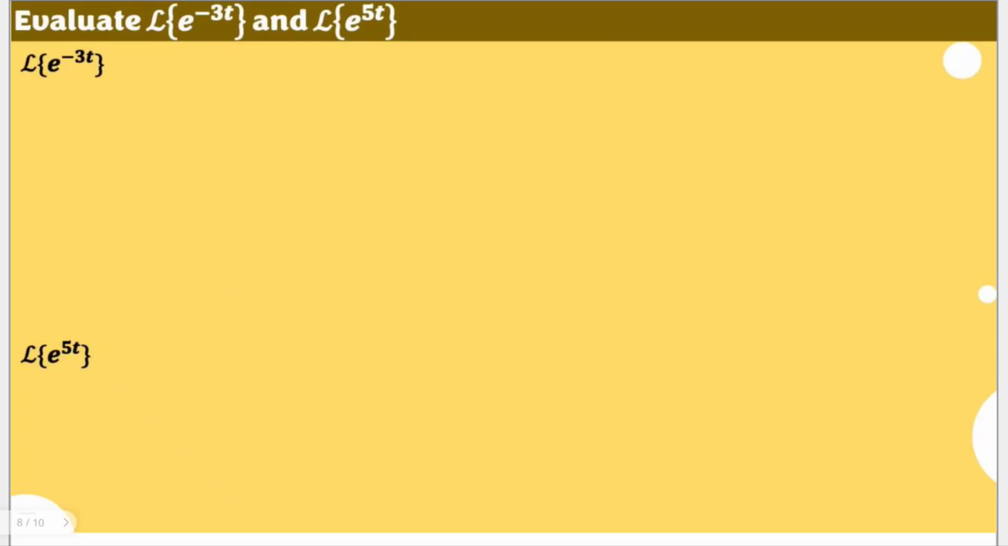Following the finalization of the Laplace transform of e to the power of t identified in the previous video being 1 over s minus 1, let us try to evaluate the Laplace transform of e to the power of negative 3t and the Laplace transform of e to the power of 5t. Of course, in the previous video, you might want to review that.